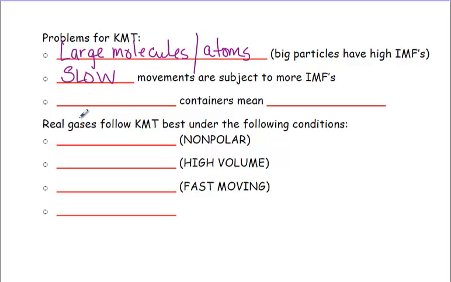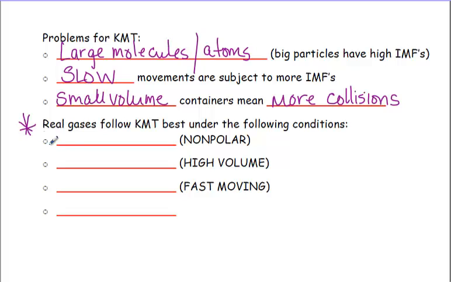Okay, another problem for the KMT that doesn't follow the assumption is small volume containers. Because those small volume containers mean that there are going to be more collisions of the particles. Okay, because they're confined and squished down together, so they're going to bump into each other. Think about a crowded room. Okay, real gases follow the KMT best under these conditions, and these are very important. You have to know this.